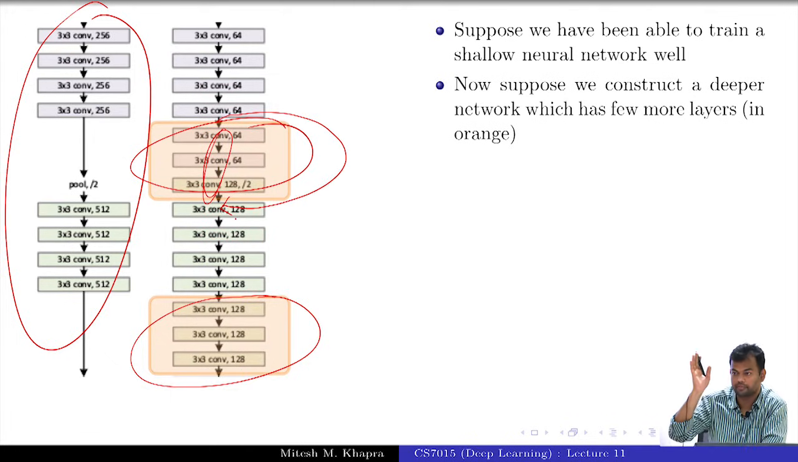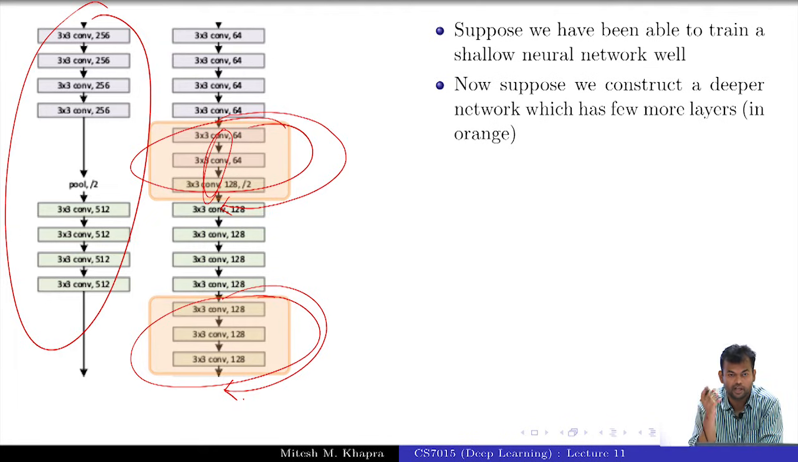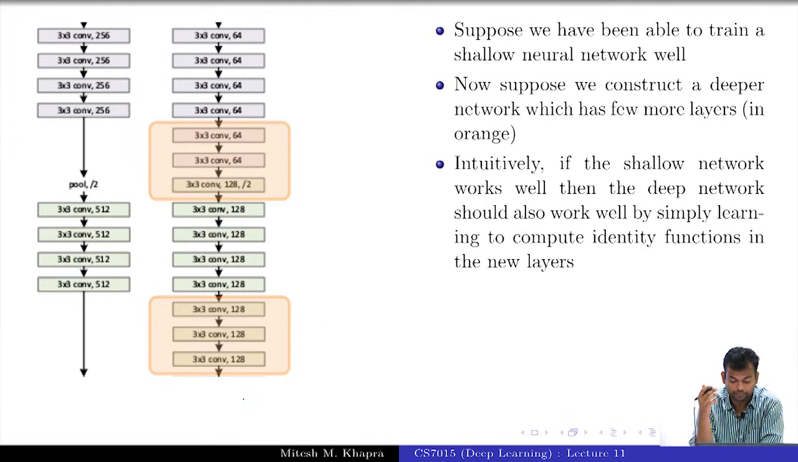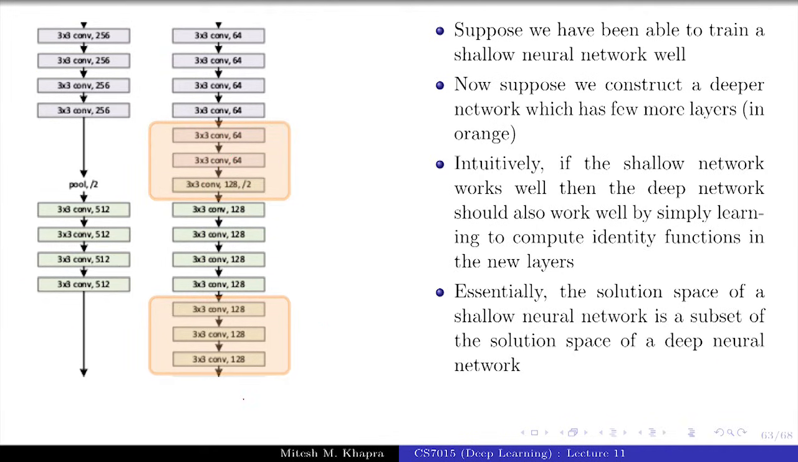How many of you get this? So there is a case for the deep network to do at least as well as the shallow network, and it could do the same thing at this point. All of you get this idea, right? So in other words, the solution space of the shallow network is actually a subset of the solution space of the deep network. There was one solution for the shallow network which could have been used as it is for the deep network.